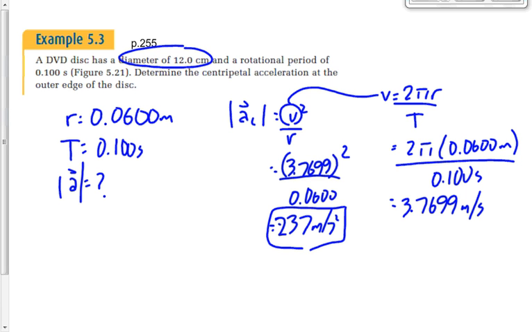Obviously it's a DVD. You can't stand on the edge of a DVD as it spins around. It's 12 centimeters from side to side. It also spins really, really fast. If you were able to stand on the edge of a DVD as it spun around, you would experience an acceleration of 237 meters per second squared.